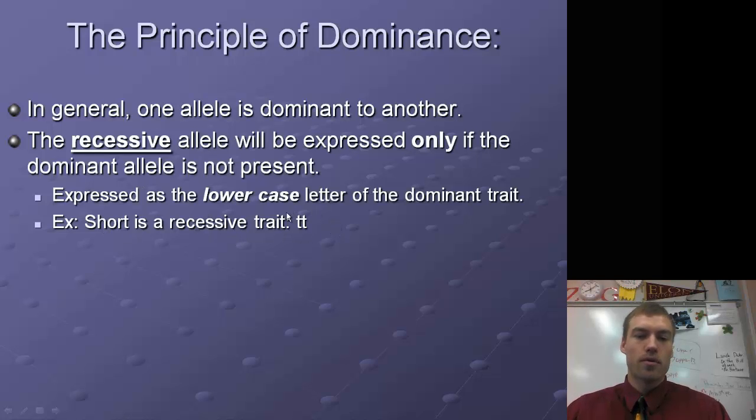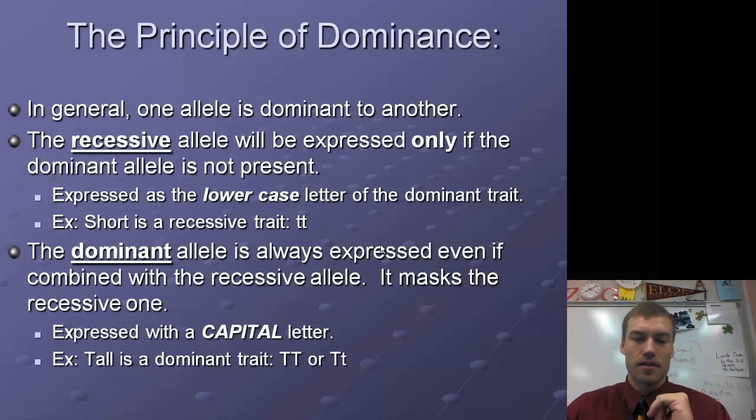So remember, we've got pairs of chromosomes, right? Each chromosome in a pair is going to have one allele on it. So if we have a recessive trait, then it would be little t, little t. So for a pea plant to be short, it has to have a recessive allele on both chromosomes, a little t and a little t.